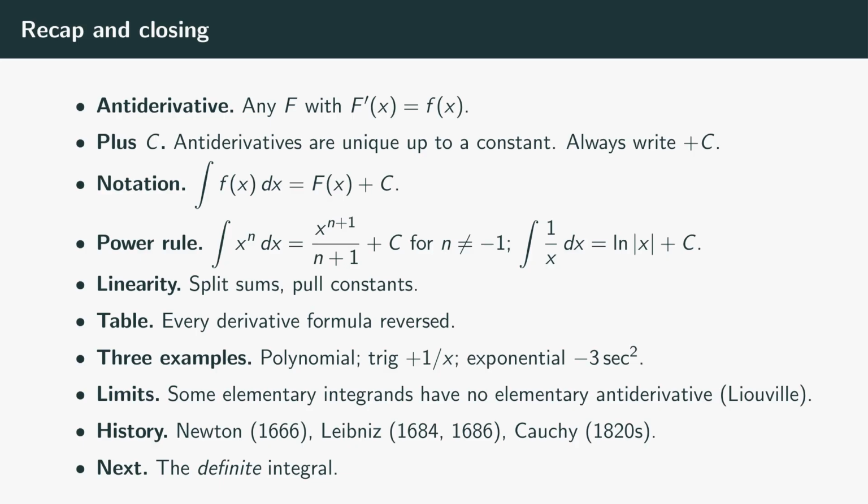Next time we change subjects: the definite integral, limits of Riemann sums, areas under curves, an actual number falling out at the end, no plus c in sight. And then, in episode 3, we connect the two stories, indefinite and definite, do the fundamental theorem of calculus, the single equation that says antidifferentiation and area finding are the same problem in disguise. Episode 2, Riemann sums and the definite integral. See you there.